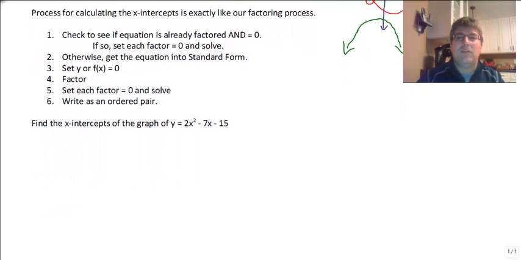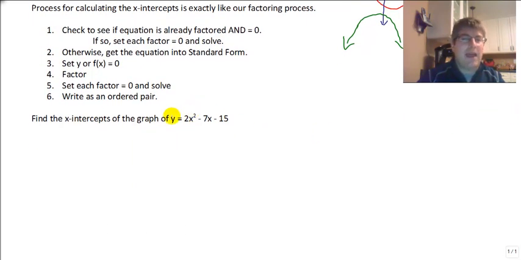So let's go ahead and do the sample problem. Let's take a look at y equals 2x squared minus 7x minus 15, and let's find the x-intercepts of that. Well, it's already in standard form, so we'll set y equal to 0. We want to know when our output is 0. That means we have 2x squared minus 7x minus 15 equals 0. So we'll go ahead and factor this.